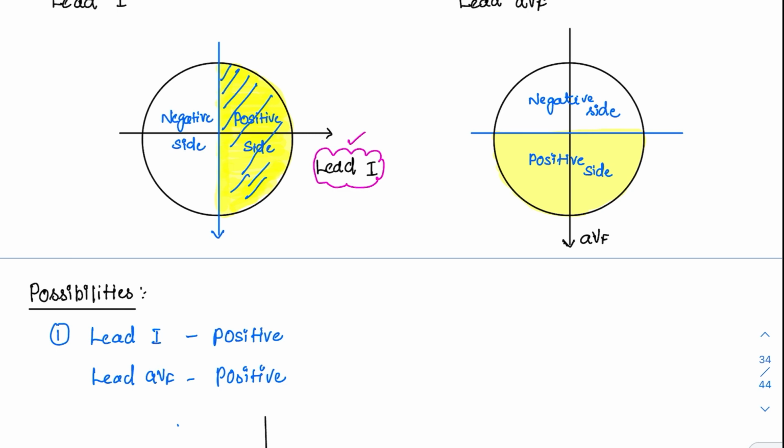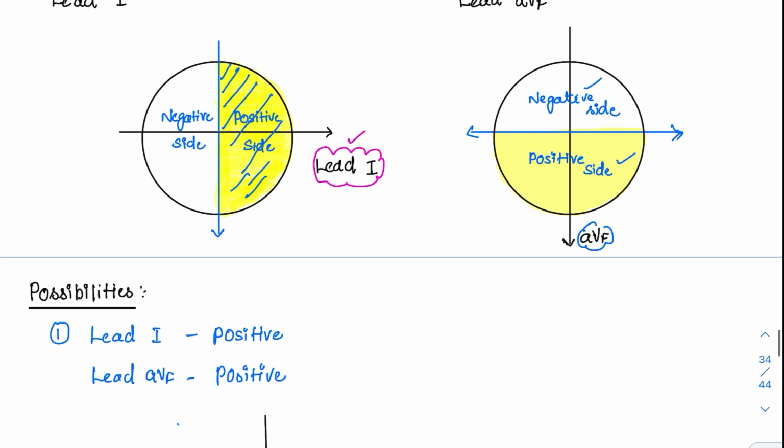In a similar manner, the AVF is like this. So when you draw a perpendicular, this is the AVF lead, and perpendicular to it we have drawn one blue line. Whenever it is showing a positive direction, I will shade this area, the area below. So this will be our positive side for the AVF lead, and the other side will be the negative side for the AVF.